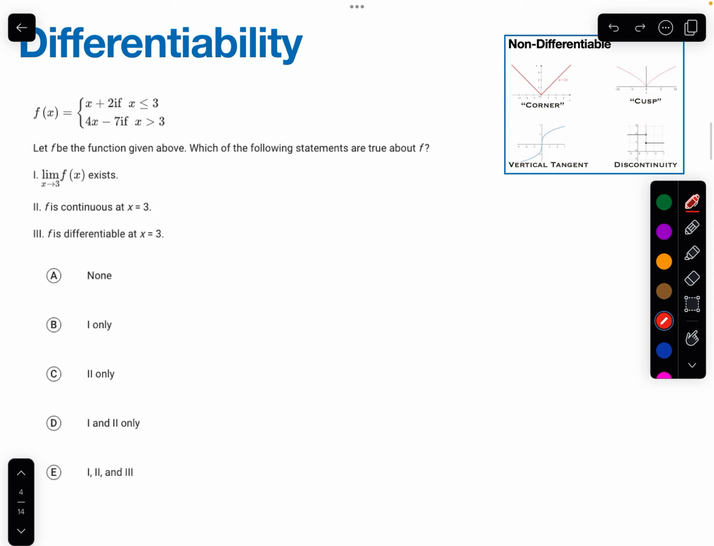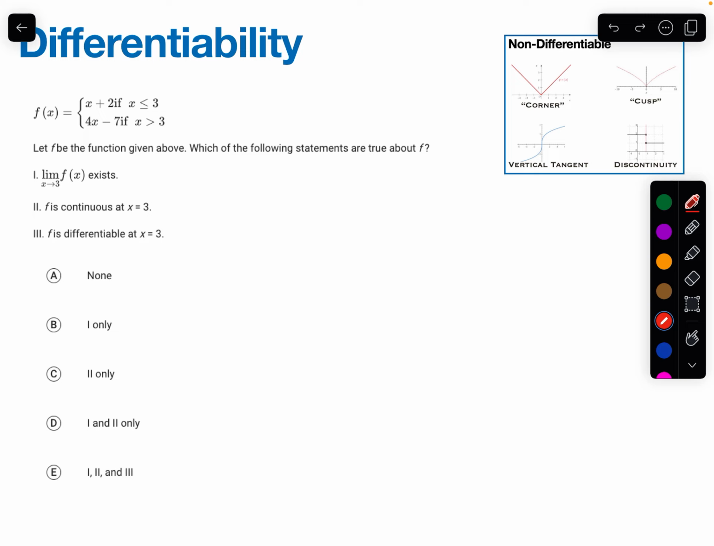We then discussed what it means for a derivative to exist at a given point. In other words, we discussed differentiability, right? In the top right corner, you can see the graphical representations of situations where a derivative does not exist. If we have to show it on a question like this, we have to think about the derivative of the function as we approach a specific value from the left and from the right.